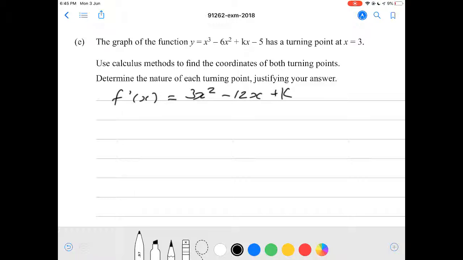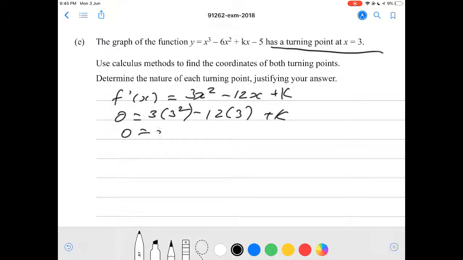So you know that when x equals 3, turning point, so you know at the turning point the gradient is 0, right? So therefore in the gradient function, when x equals 3, then f dash of x will equal 0. So by using this we can find our k value, okay? So we can say 0 equals 3 times 3 squared minus 12 times 3 plus k. 0 equals 3 times 9 minus 36 plus k. 0 equals 27 minus 36 plus k. Therefore, k equals 9, okay?